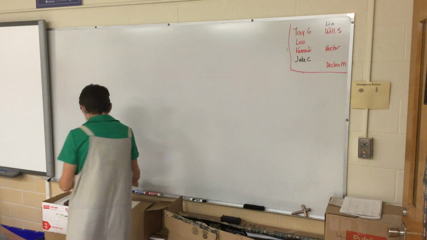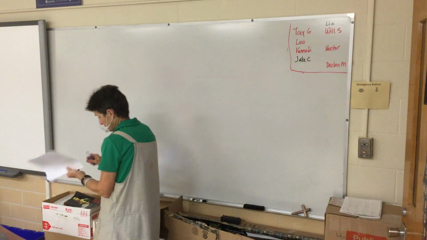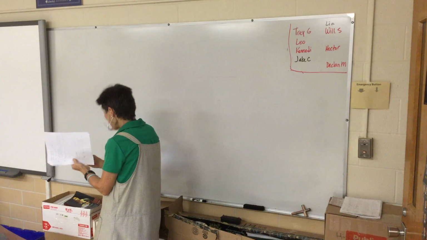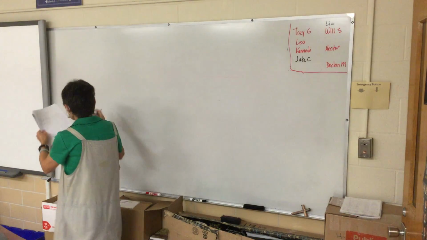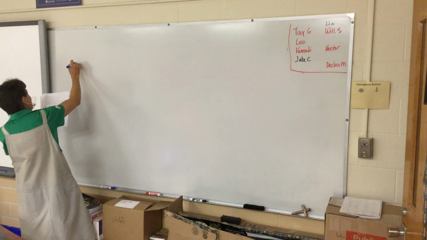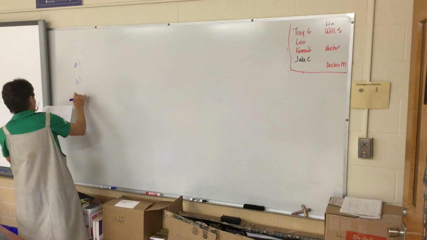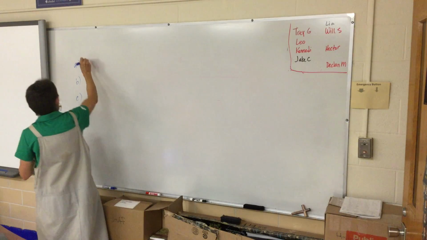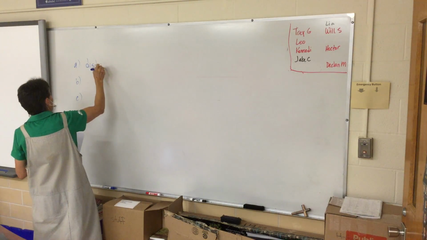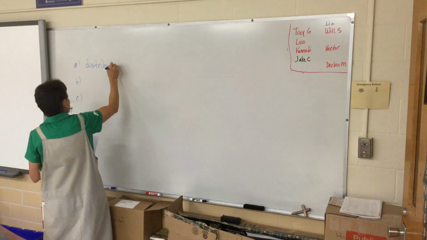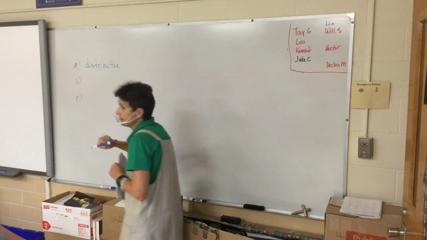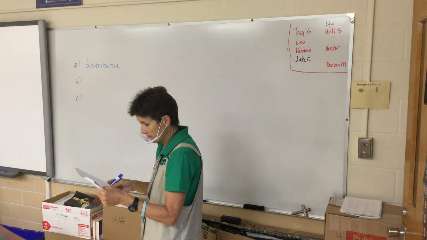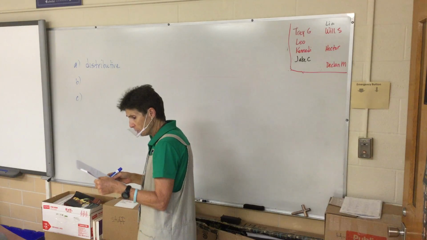All right, so the first problem is more properties. All right, what is the property in A? Distributive, yeah. There is no property called multiplication, so let's not say that. This is definitely the distributive property. All right, what about B?